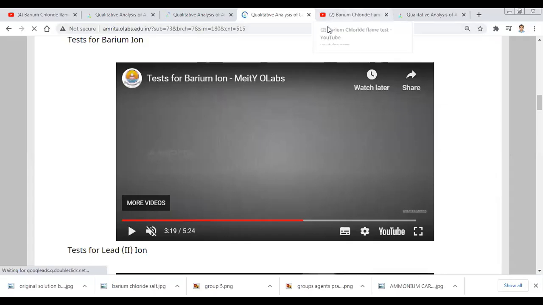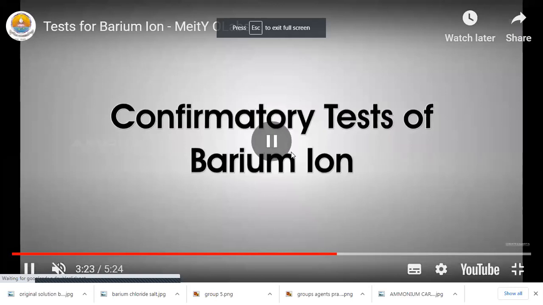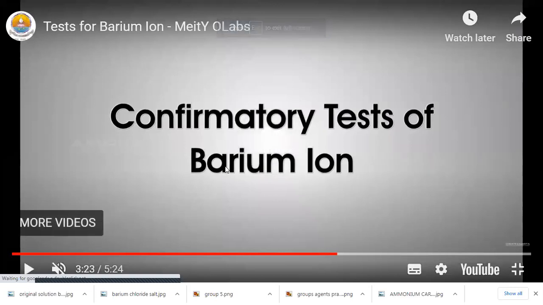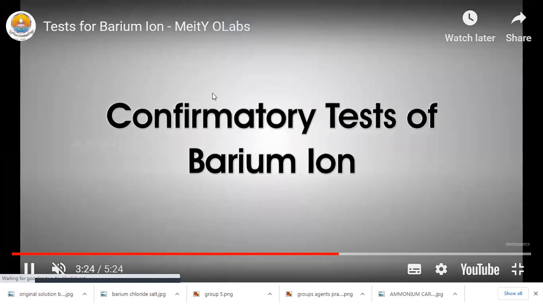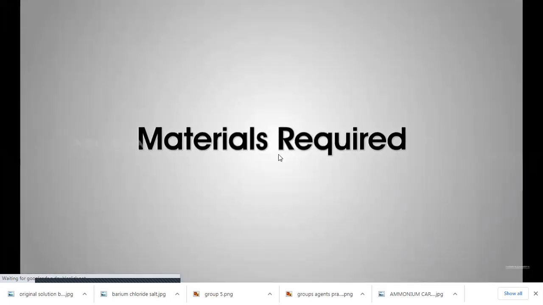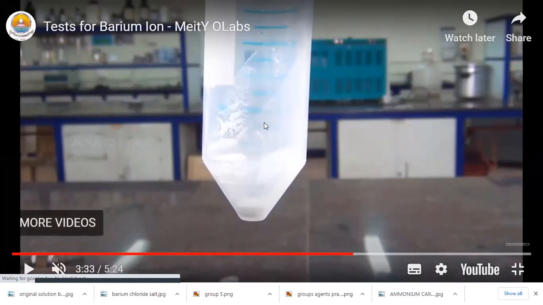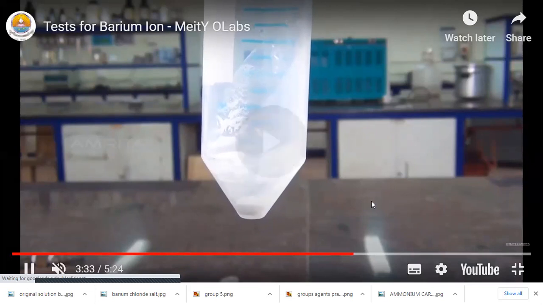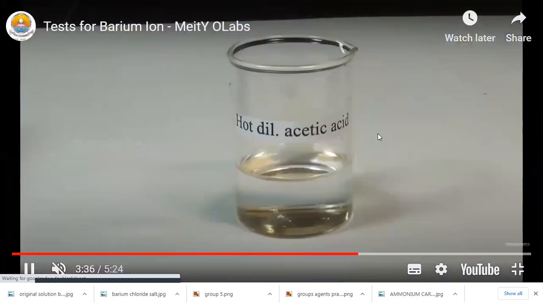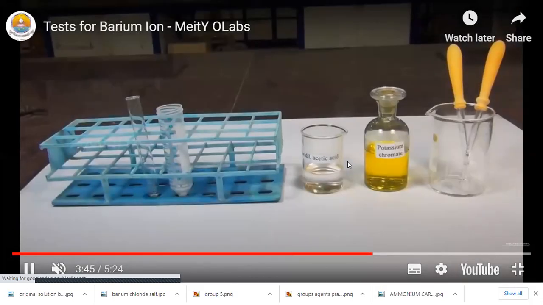Now, my dear students, we have a further process to go with. So we are going for the confirmatory test for barium ion. Let us have a look at the confirmatory test. First, we are going to perform the potassium chromate test. We take the salt and add the hot dilute acetic acid. These are the materials required.